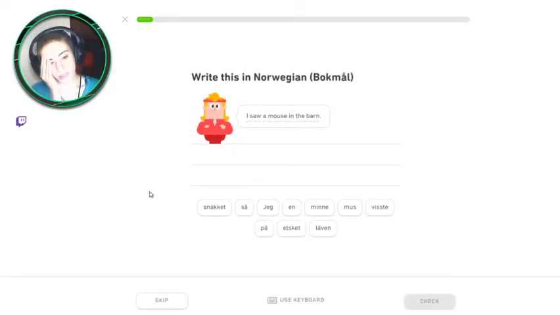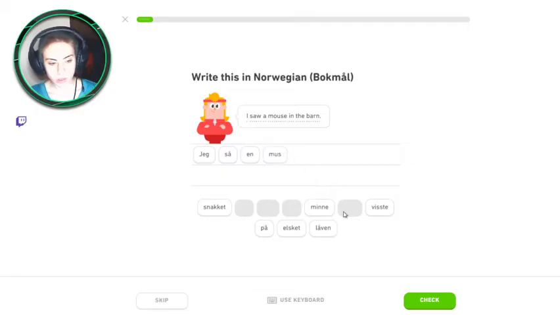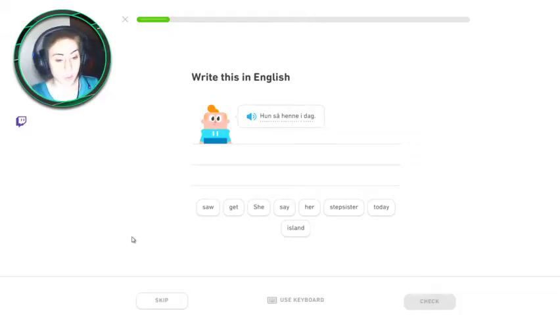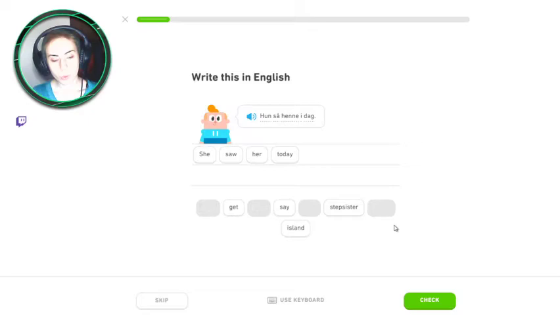I saw a mouse in the barn. Jeg så en mus på låven. That's when you bring the cats out to get those mice. Han så henne i dag. He saw her today. Hun så henne i dag. She saw her today.